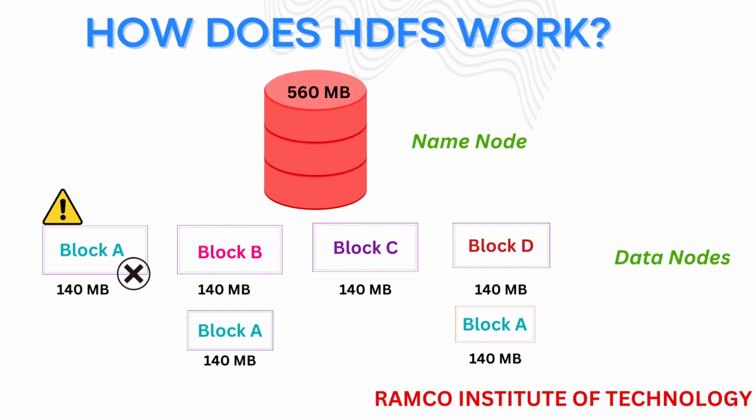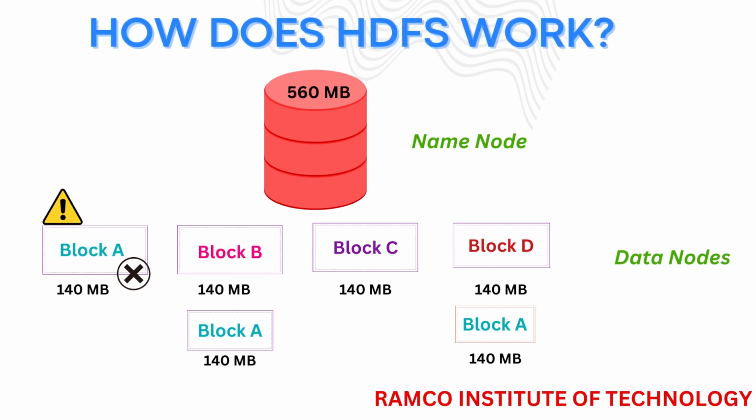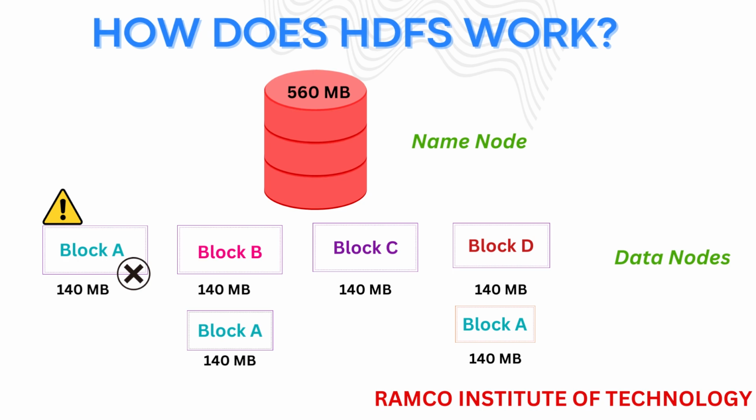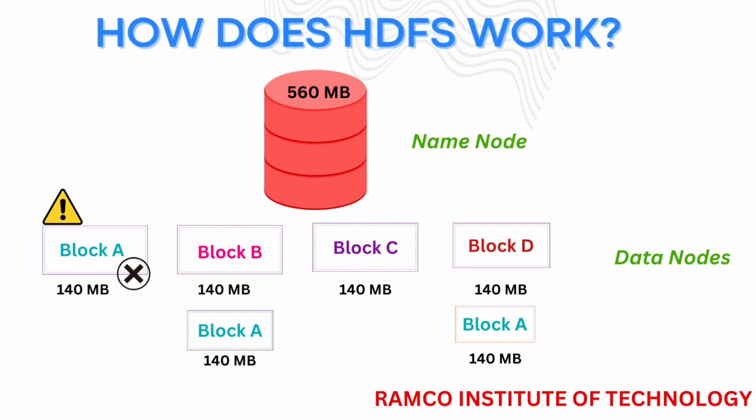Consider that we have 560 megabytes of data and we need to store this data in HDFS. So how does HDFS work? HDFS splits this 560 MB of data into multiple blocks that are stored on several data nodes inside the cluster. For example, if the size of each block is restricted to 140 megabytes, then the 560 MB gets split up into four different blocks: block A, block B, block C, and block D, each having 140 MB size.